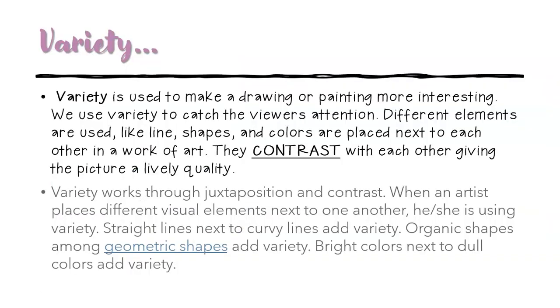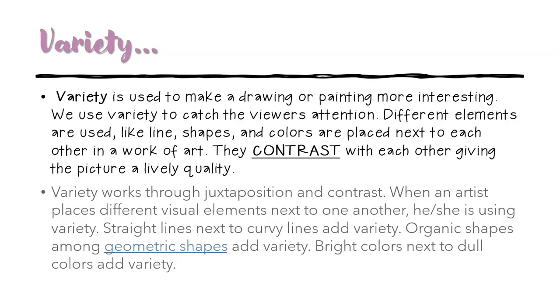Then we have variety. Variety is used to make a drawing or a painting more interesting. They use it to catch the viewer's attention. So they use different elements like lines, shapes, and colors that are next to each other. And they use contrast. Contrast is a huge thing with variety. So again, it works through juxtaposition and contrast. When an artist places different visual elements next to one another, he's using variety.